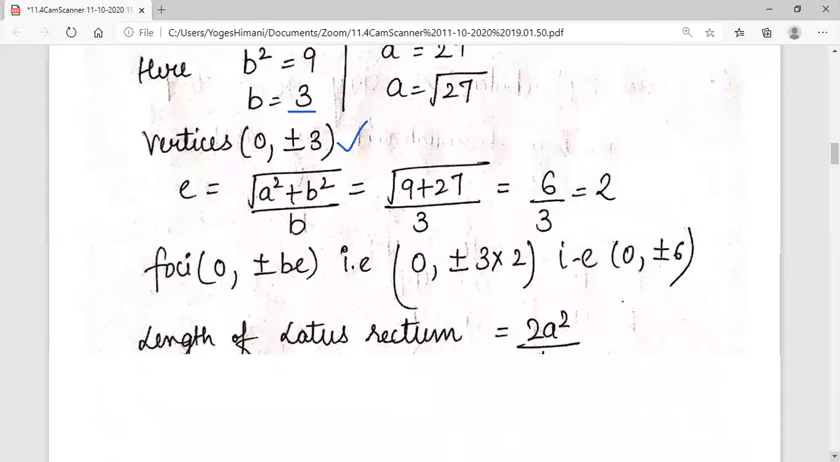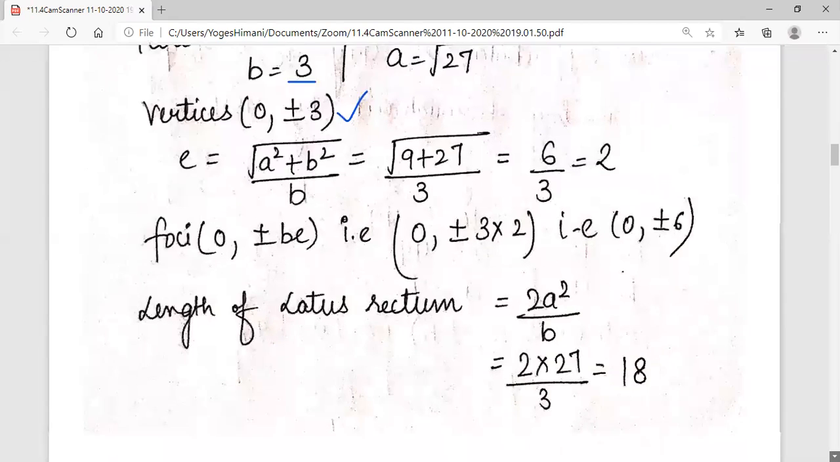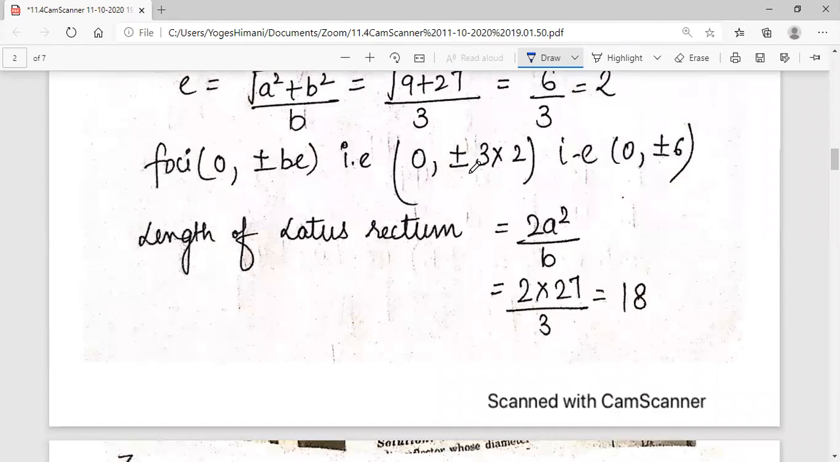Now next, focus point. Then focus point formula is 0 comma plus minus be. 3 into 2, that is 0 comma plus minus 6. And length of latus rectum, that is 2a square by b is equal to 18. And this is our answer.